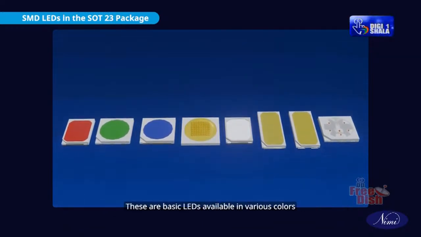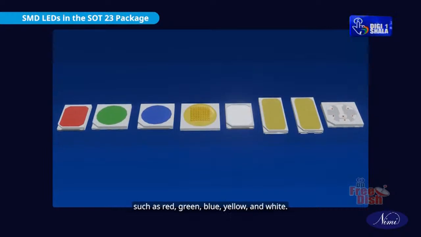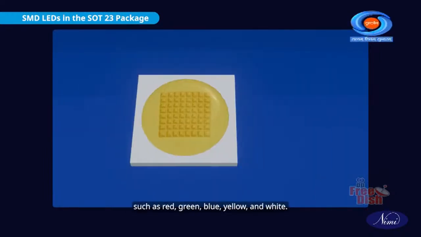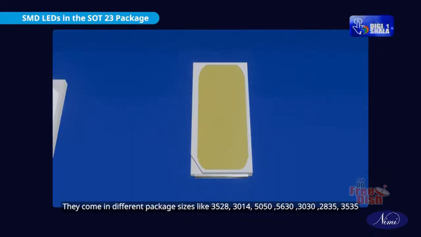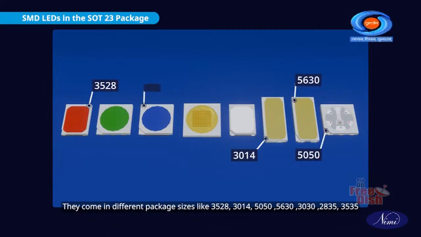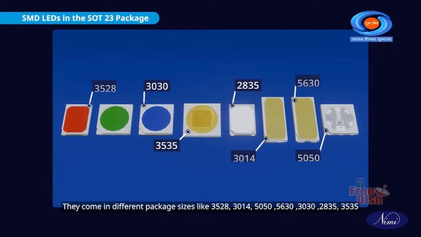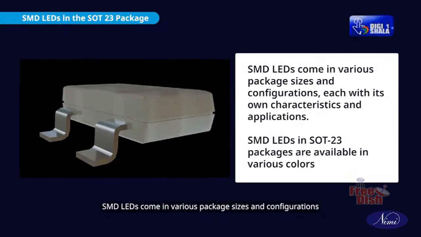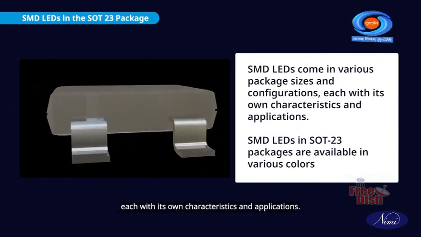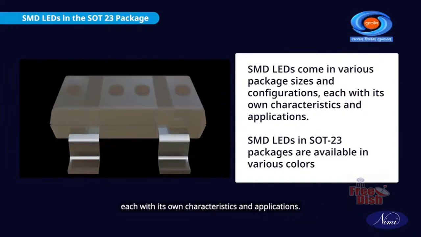These are basic LEDs available in various colors such as red, green, blue, yellow and white. They come in different package sizes like 3528, 3014, 5050, 5630, 3030, 2835, 3535. SMD LEDs come in various package sizes and configurations, each with its own characteristics and applications.